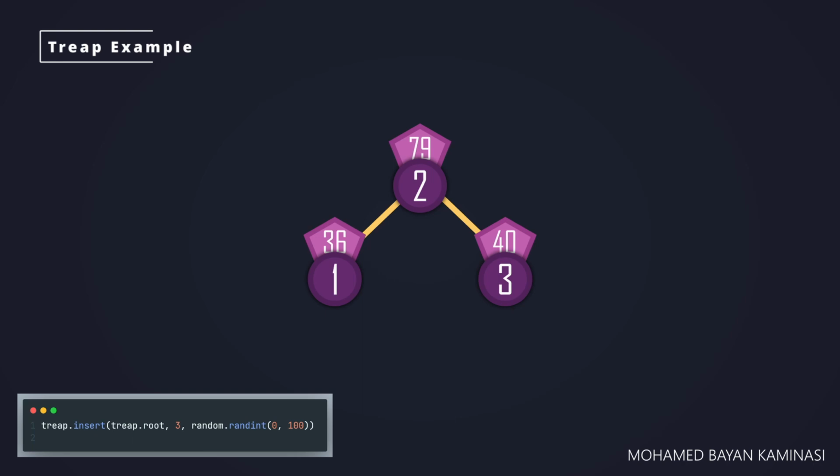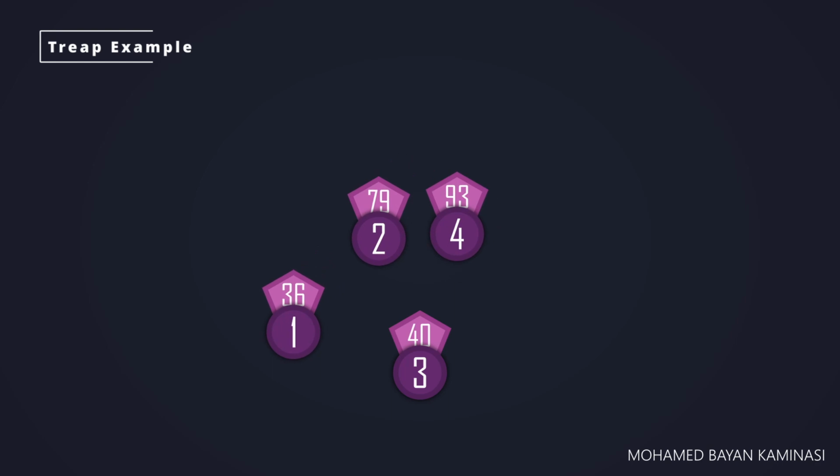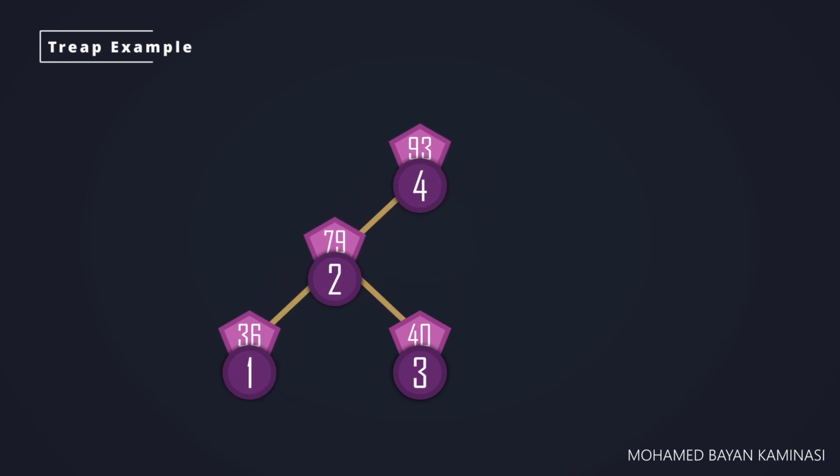Now let's insert 4. We go right then right. 4 would be the right child of 3 with a priority of 93. This violates the heap property, so the algorithm will do a left rotation. In the resulting tree, the new node still has higher priority than its parent, so another left rotation. Now the algorithm maintained the heap properties.